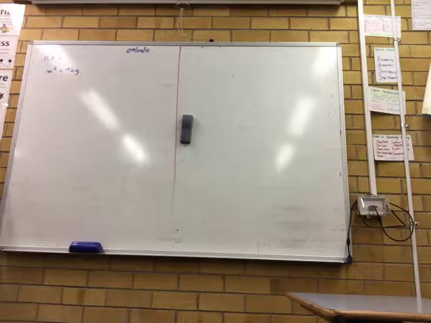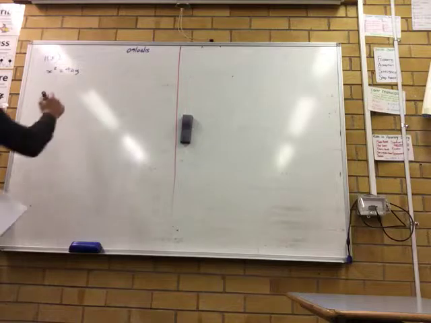The locus of a point P, moving so that it's equidistant from the point (0, a), so that's the focus, and the line y equals negative a, is a parabola with equation x squared equals 4ay. Okay, so proof.